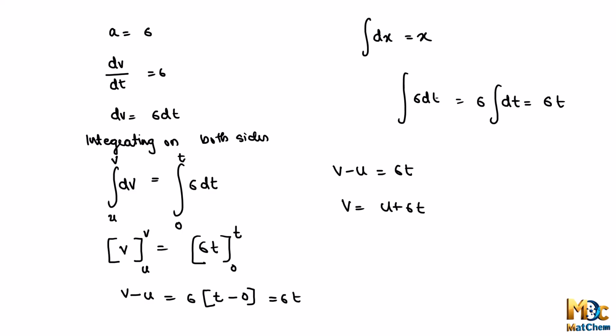They told that initial velocity is equal to 0. That means 0 plus 6t, nothing but equal to 6t. Therefore, equation for velocity will become 6t. So we got velocity. Since we got velocity v is equal to 6t, velocity is equal to rate of change of displacement, that is dx upon dt equal to 6t.